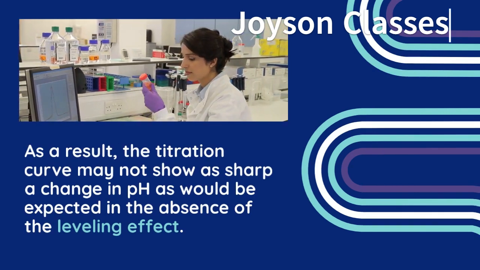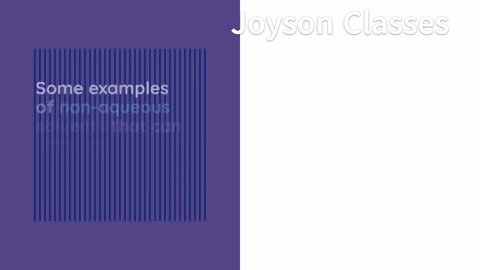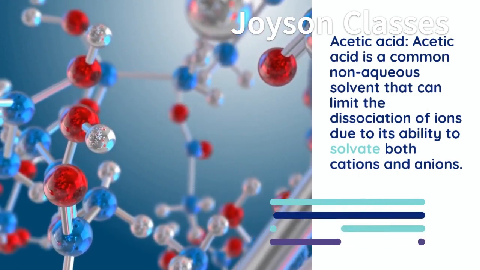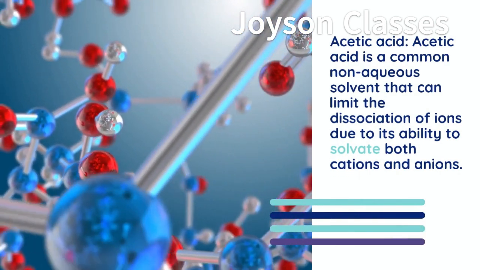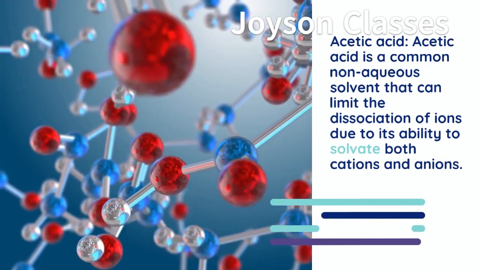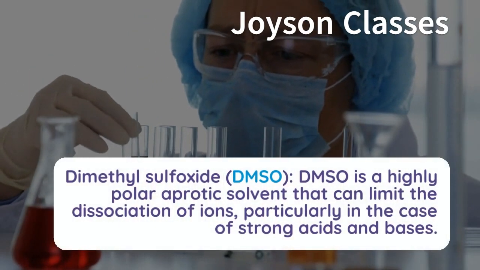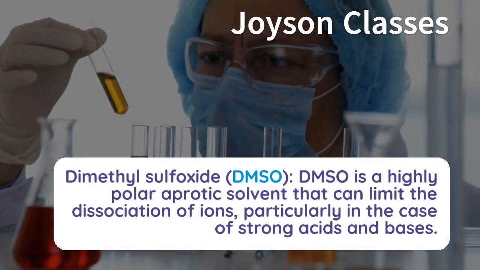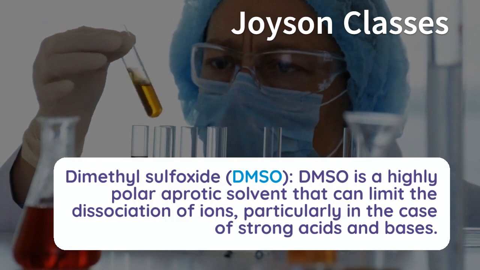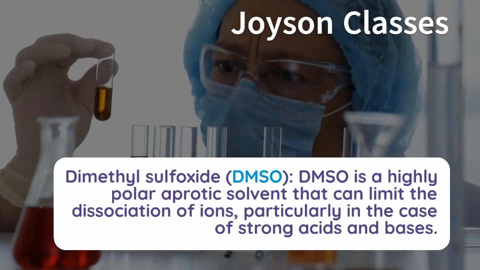Some examples of non-aqueous solvents that can limit the dissociation of ions include acetic acid. Acetic acid is a common non-aqueous solvent that can limit the dissociation of ions due to its ability to solvate both cations and anions. Dimethyl sulfoxide, DMSO, is a highly polar aprotic solvent that can limit the dissociation of ions, particularly in the case of strong acids and bases.